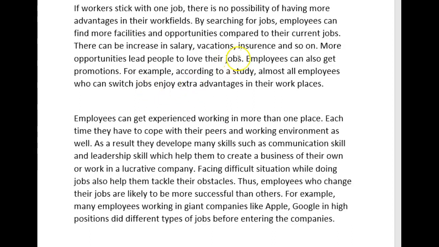Okay, so for a moment, let's take this sentence out. Let's pretend it's not there. And then you said there can be an increase in areas such as salaries, vacation, and insurance. Another benefit of switching jobs is that, not that they can get promotions, but another benefit is that employees can get hired into higher positions. Okay, because that's really what a promotion is about. It's getting a higher position, a position often with more money, more responsibility.